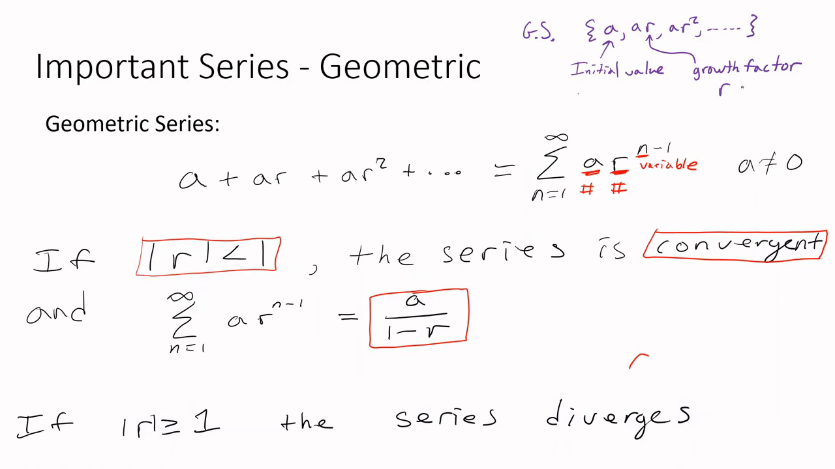And you know from a class like that, if r is less than 1, that's decay. And if r is bigger than 1, that's growth. So you've seen that before, so that's all we're saying here: if you're in a decay situation, then the series will converge. And if you're in a growth situation, then your series will diverge. That's it. That's geometric.